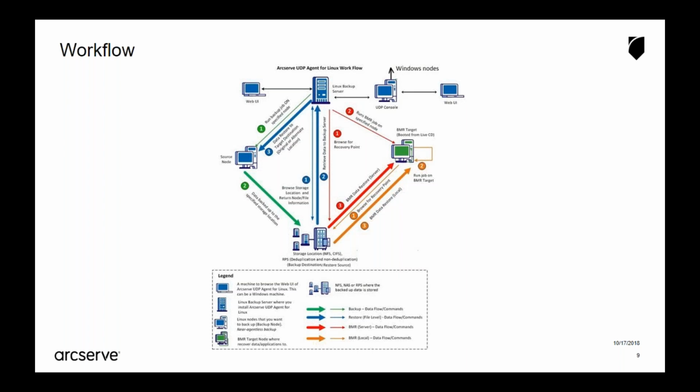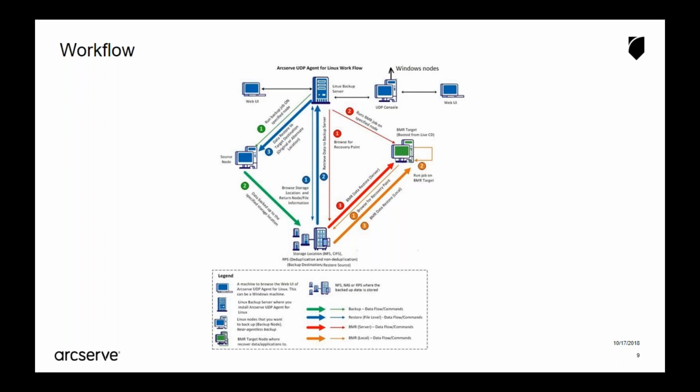When it comes to restore, let's look at the directions in blue. The Linux backup server would send a request to the storage location to identify if it's available, to find out which backup session we can restore from. Once we collect all that information from the storage location, we would send all the data to the backup server, which would then push the data to the specific source node where we would like to perform the restore.